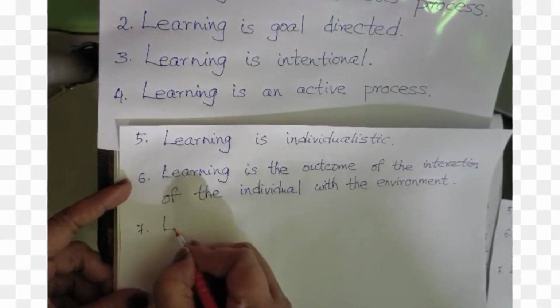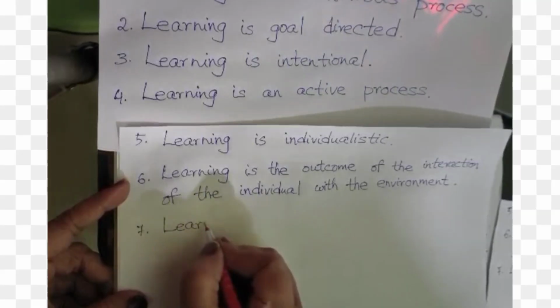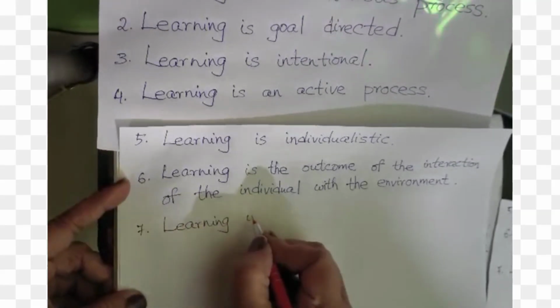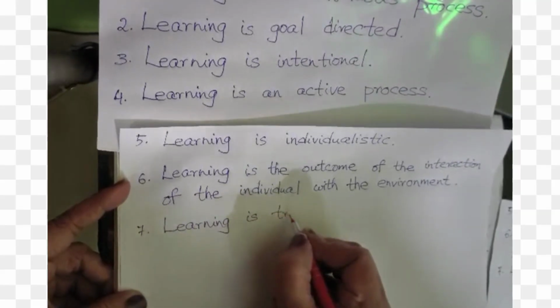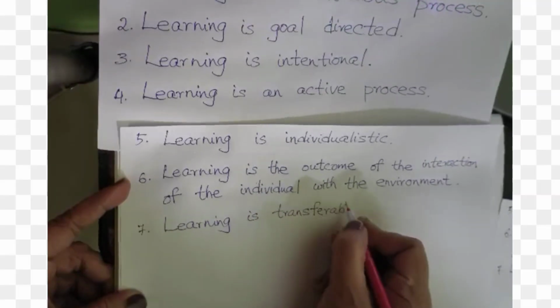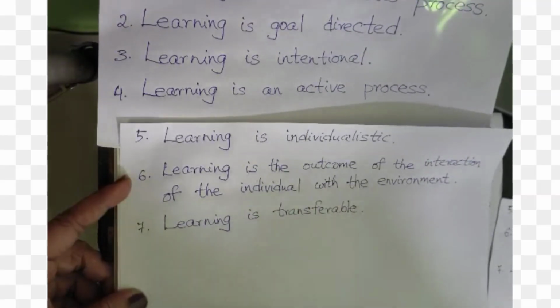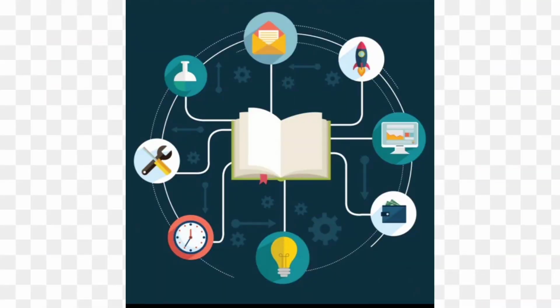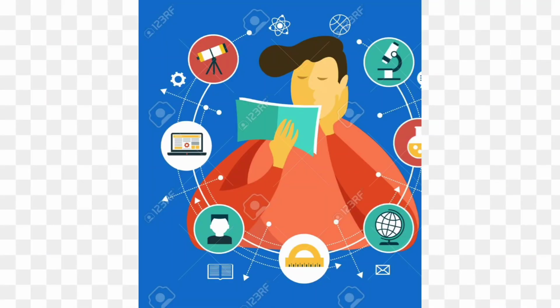Number 7, learning is transferable. Learning in one situation can be used to solve problems in another situation. Learning of mathematics, science, social science, and language helps the child to perform different activities in their real life.